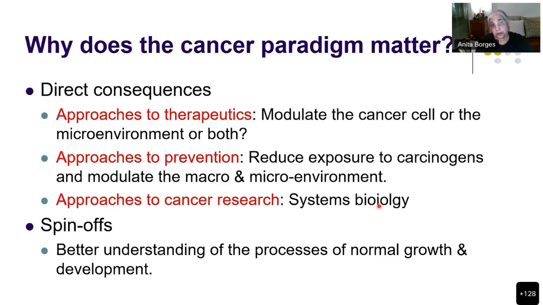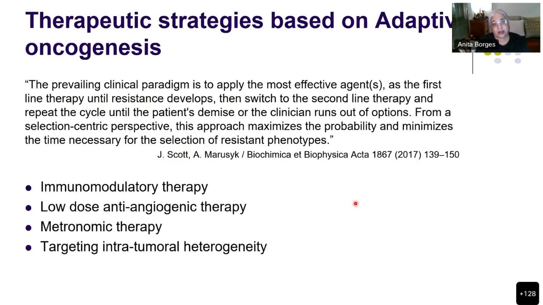Approaches to prevention. Should you reduce exposure to carcinogens and modulate the macro or microenvironment? I think we should do both. And approaches to cancer research, for which you need systems biology. And I think the spin-offs of this, you get a better understanding of the processes of normal growth and development.